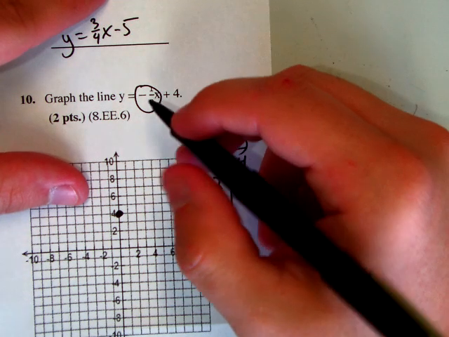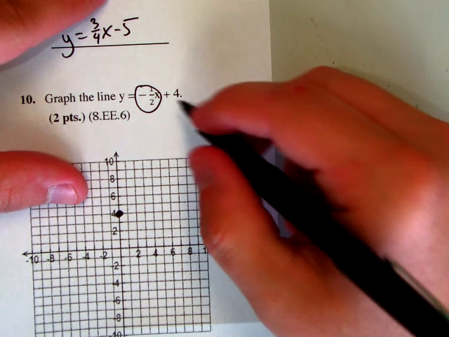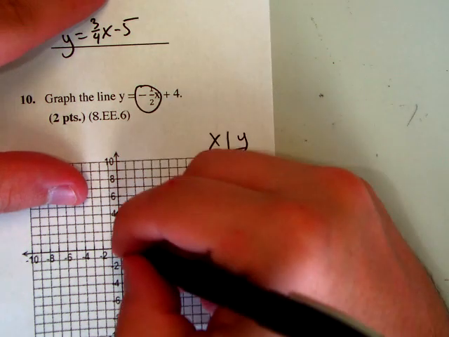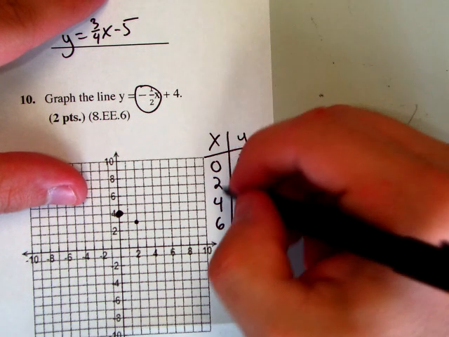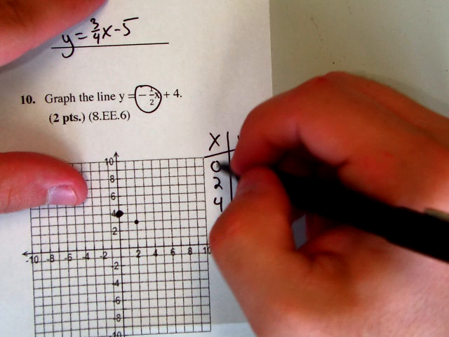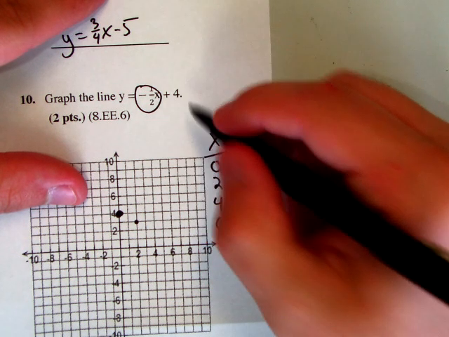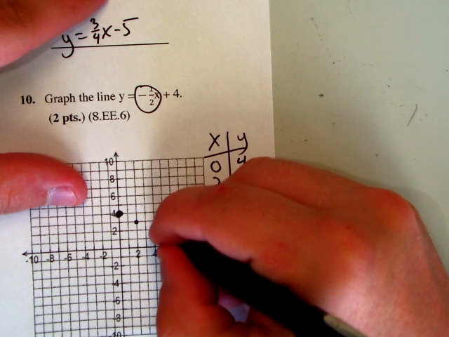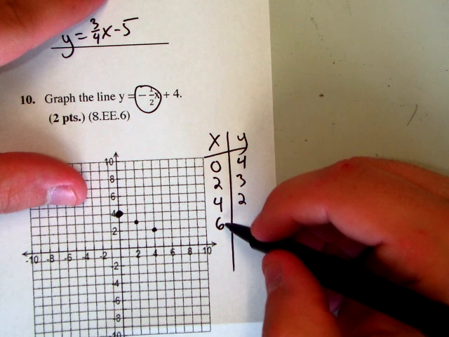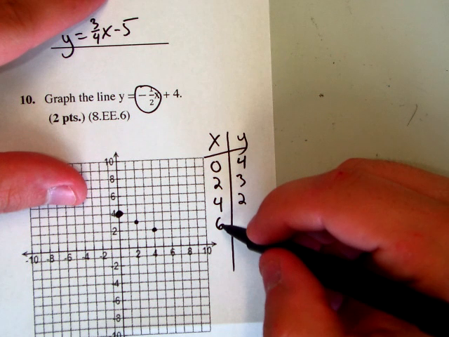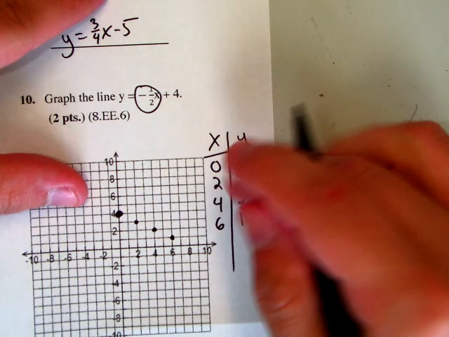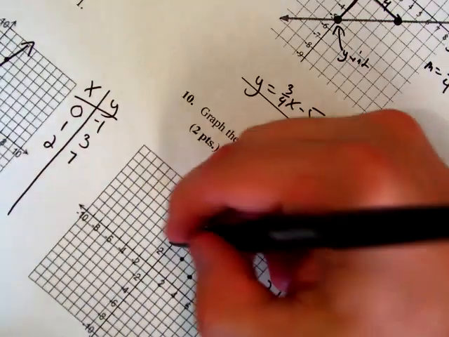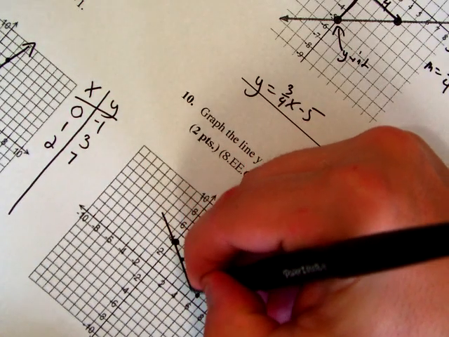If I have an input of 2, negative 1/2 times 2 is negative 1, plus 4 is 3. So I'm over 2, up 3. 4, negative 1/2 times 4 is negative 2, plus 4 is a positive 2. And then negative 1/2 times 6 is negative 3, plus 4 is 1. So there's that. And then my line would look like in that direction.